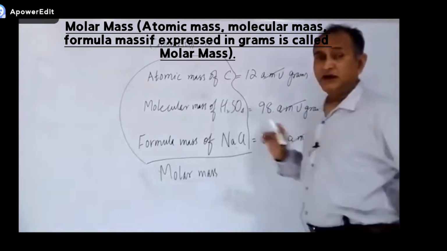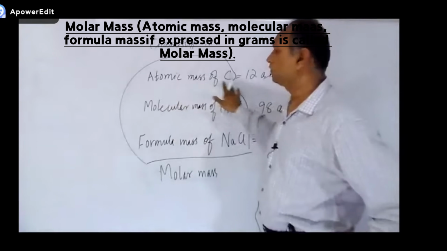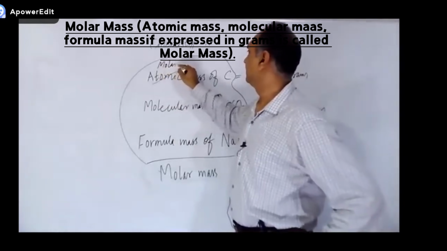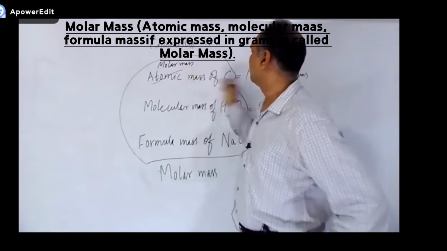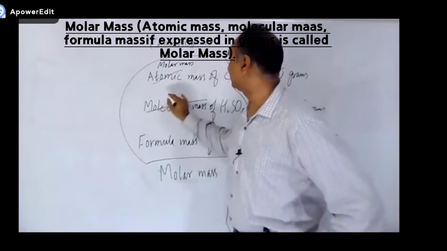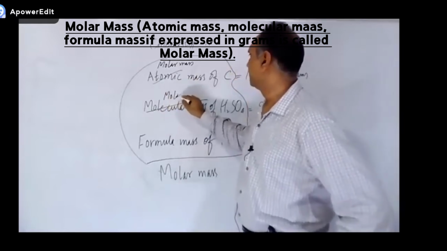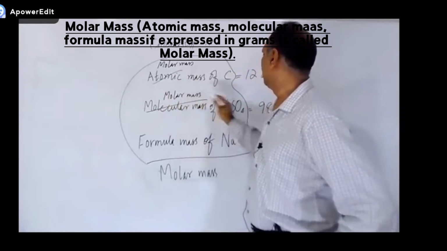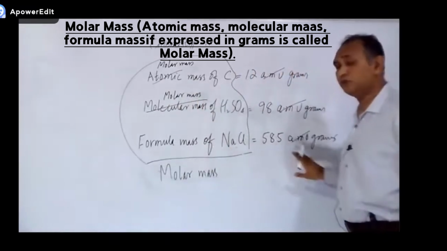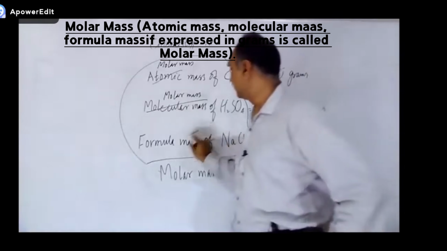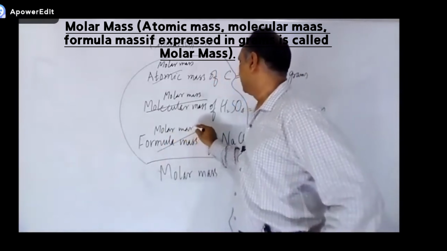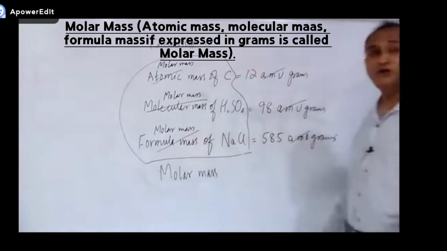It is correct to say atomic mass of carbon, or you can also say molar mass of carbon. It is correct to say molecular mass of sulfuric acid, or you can say molar mass of sulfuric acid. It is correct to say the formula mass of NaCl is 58.5, or you can say the molar mass of NaCl is 58.5.